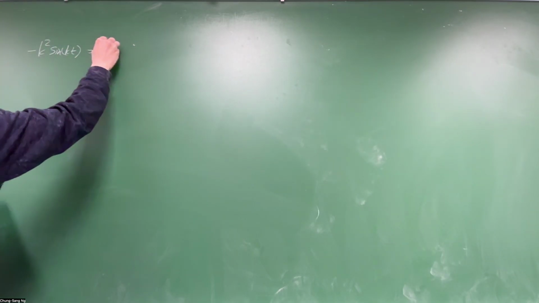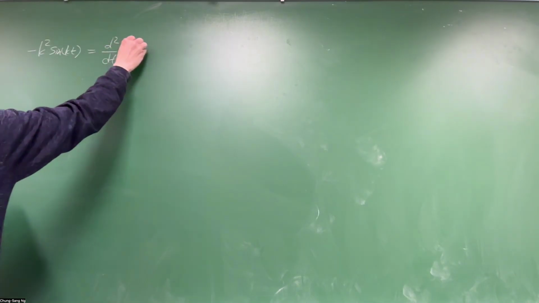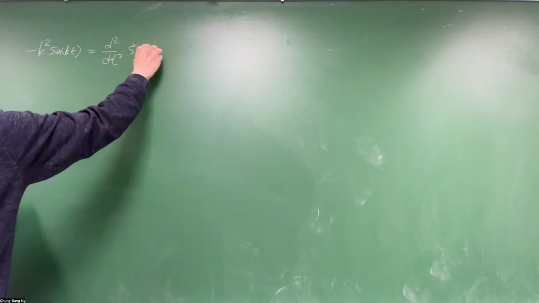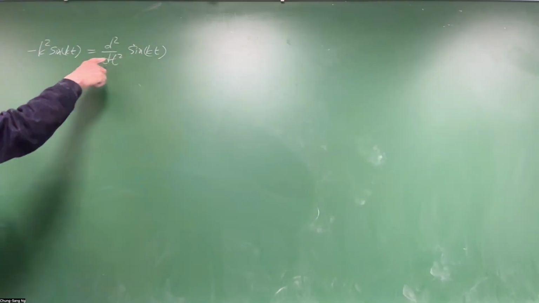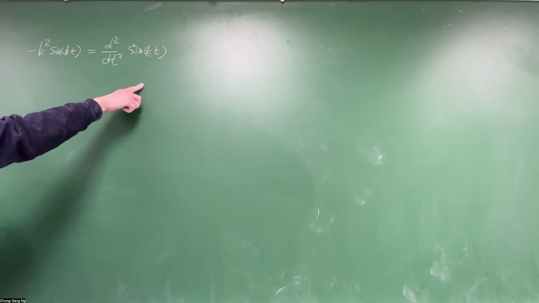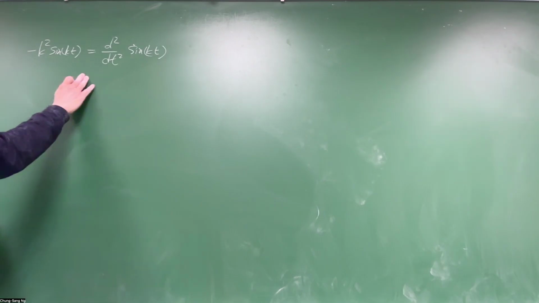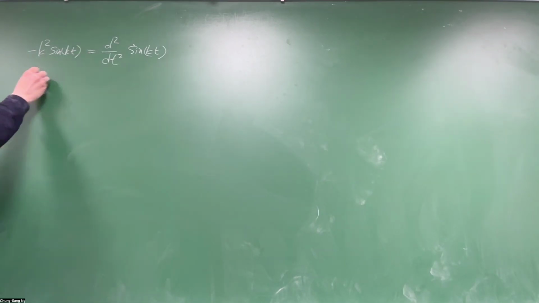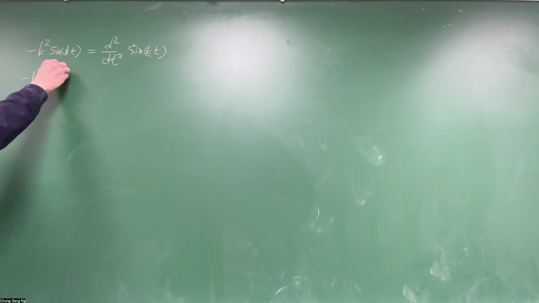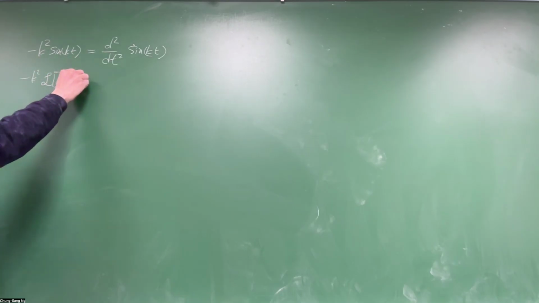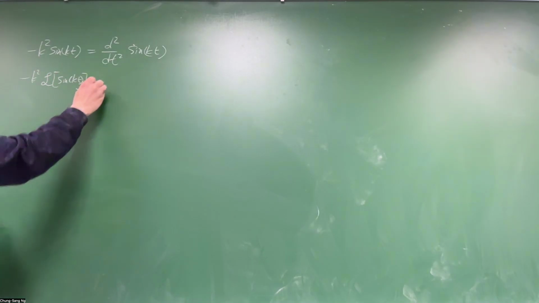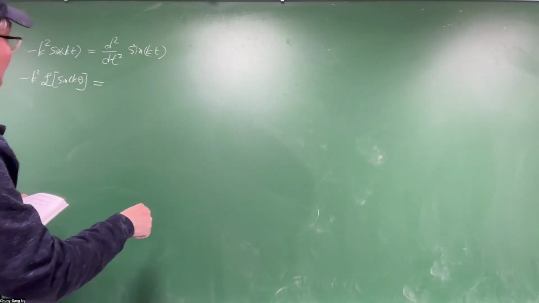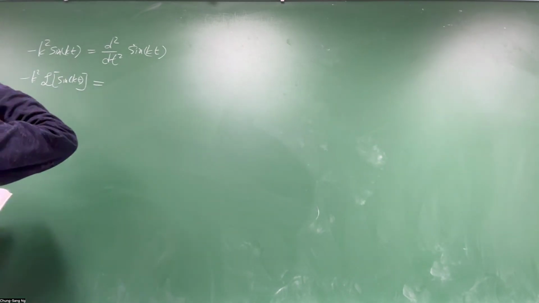It's an equation, because you know how to take the derivative of sine, right? So the second derivative will give you this one, quite obviously. And now you apply the Laplace transform. So on both sides, you get minus k squared times the Laplace transform of sine. Now this is a second derivative, right?